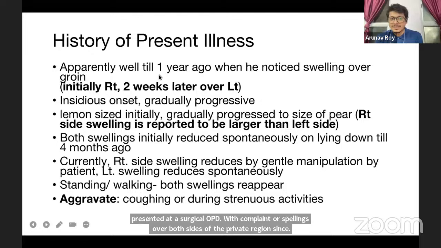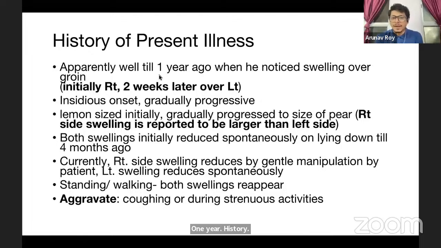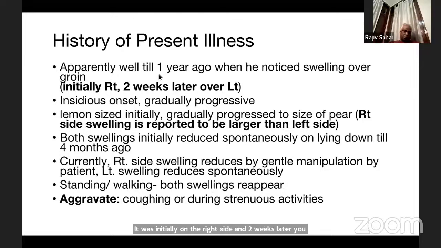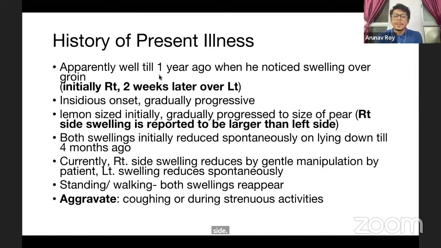History of present illness. My patient was apparently well till 1 year ago when he noticed swellings over the groin. It was initially on the right side, and 2 weeks later, he noticed a similar swelling on the left side. The swellings were insidious in onset, gradually progressive. They were initially the size of lemons, and they gradually progressed to the size of a pear. The right-sided swelling is reported to be larger than the left-sided swelling.